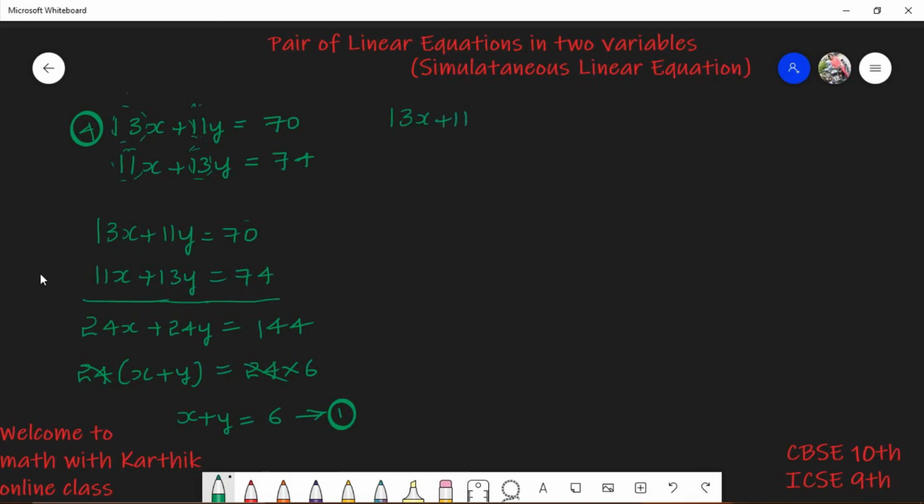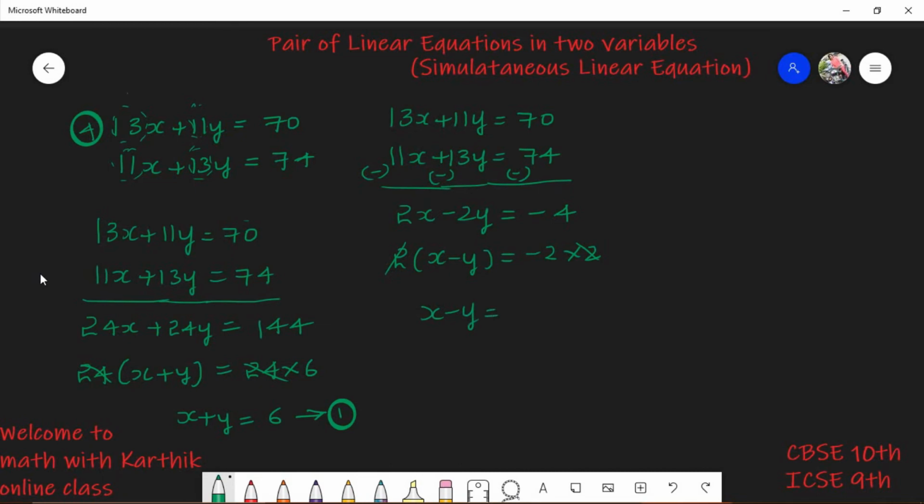Now I'll subtract both the equations. 13x plus 11y is equal to 70. 11x plus 13y is equal to 74. Now subtract both the equations, that is, changing the sign of the second equation. So 13x minus 11x is 2x. Minus 13y plus 11y is minus 2y is equal to minus 4. Now take 2 common. x minus y is equal to minus 2 into 2. So 2 you can cancel on both sides. x minus y is equal to minus 2. Take this as equation 2.